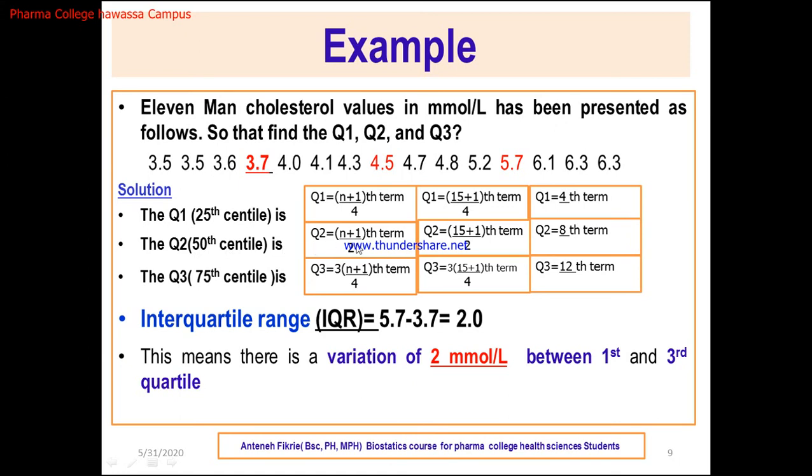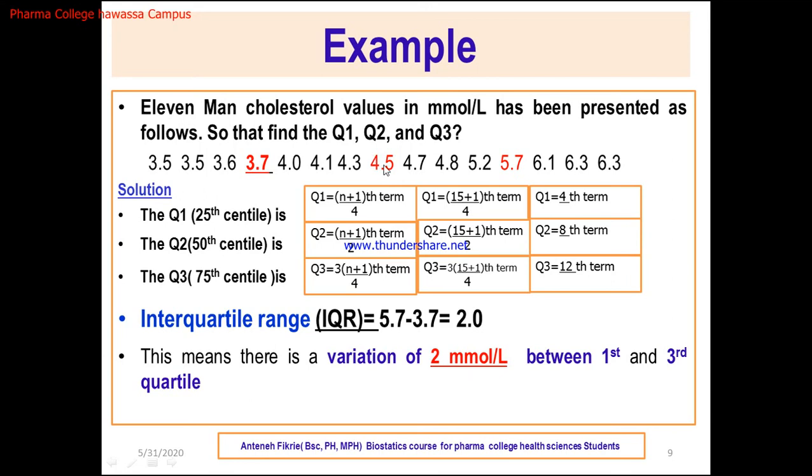the 50th percentile, Q2 is equal to (n plus 1) over 2. This is for the odd number; if the data is even, it will be different. So here 15 plus 1 divided by 2, 16 by 2 is 8. The 8th term, that means we count 1, 2, 3, 4, 5, 6, 7, 8. The 8th term is the second quartile or the 50th percentile.